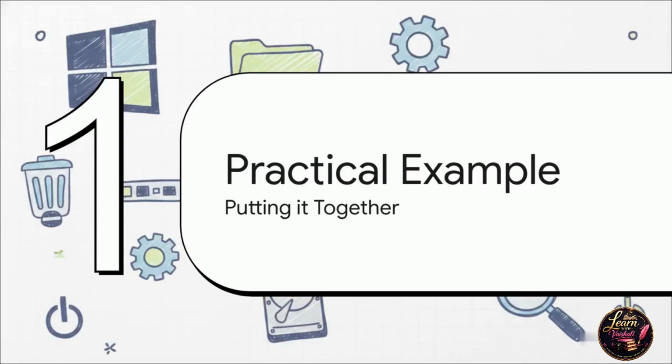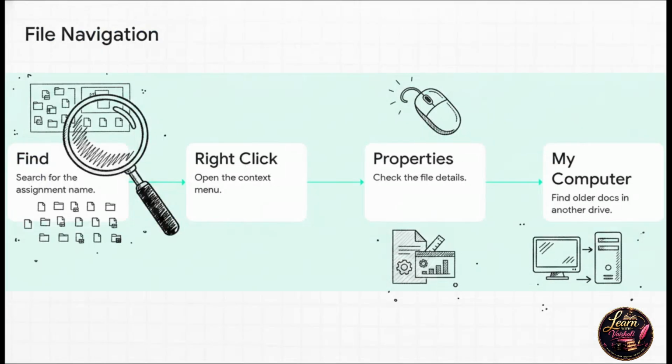Now for the really fun part, Section 5, a practical example. Let's bring all these abstract concepts down to earth and see how these tools actually work together in a real-world scenario. Imagine you're a student, and you desperately need to track down a specific college assignment on a computer that is just absolutely filled with scattered files and messy folders. Step 1. You use the Find feature, typing in the assignment's name, and boom, it appears on your screen instantly.